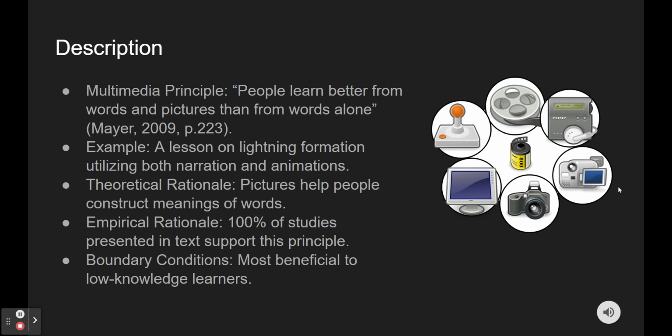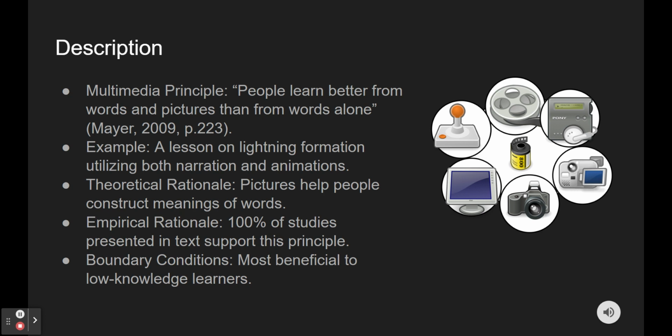Mayer's multimedia principle is that people learn better from words and pictures than from words alone. An example of this would be a student learning about how lightning forms and is presented with both narration and animations to show the formation of lightning. This would be more helpful to most students than simply reading a text on how lightning is formed.